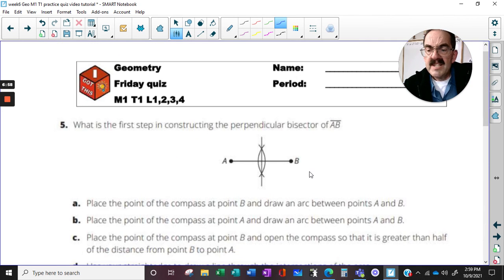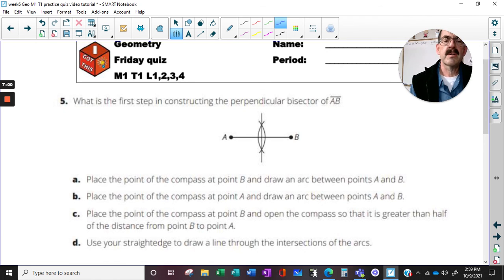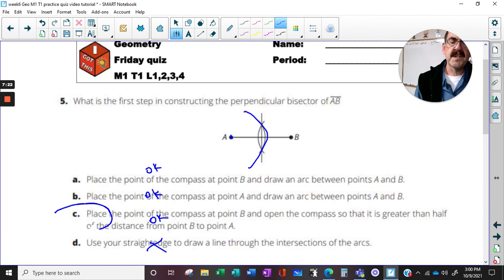Last but not least, find the first step in constructing the perpendicular bisector. You got to spin the wheel. Place the point of the compass on B and draw an arc between A and B. Okay. Place the point on A and an arc between A and B. Okay. Place the point of the compass on B. Open the compass so it's greater than halfway between A and B. Okay. Use your straight edge to draw a line. No. I really like this one best because it had to be greater than half.